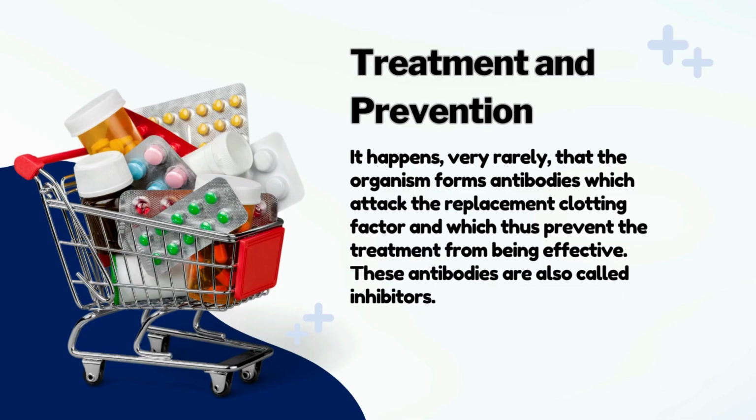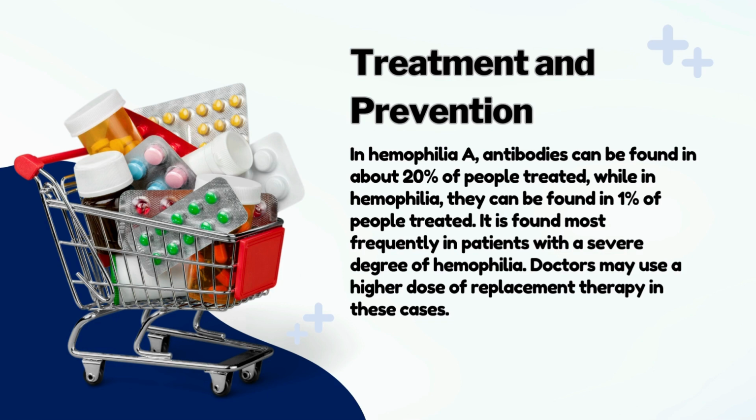It happens, very rarely, that the organism forms antibodies which attack the replacement clotting factor and thus prevent the treatment from being effective. These antibodies are also called inhibitors. In hemophilia A, antibodies can be found in about 20% of people treated, while in hemophilia B, they can be found in 1% of people treated. It is found most frequently in patients with a severe degree of hemophilia. Doctors may use a higher dose of replacement therapy in these cases.